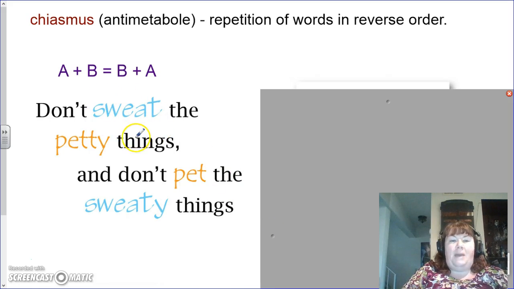Don't sweat the petty things, and don't pet the sweaty things. So if we look at this, the blues would be the A, and the oranges would be the B. So the main concept here that we mentioned first is the sweat. And then we mention the petty. So on this side we have the A, we have the B. And then we start to reverse it, and we have a punctuation mark to show the change here. So here we have the B, and we bring the pet to the front. And here we have the A, and we end with the A.